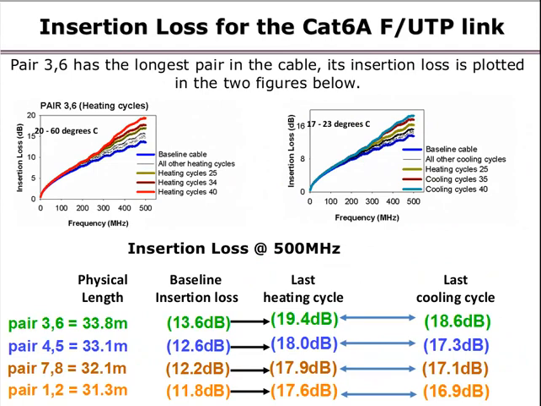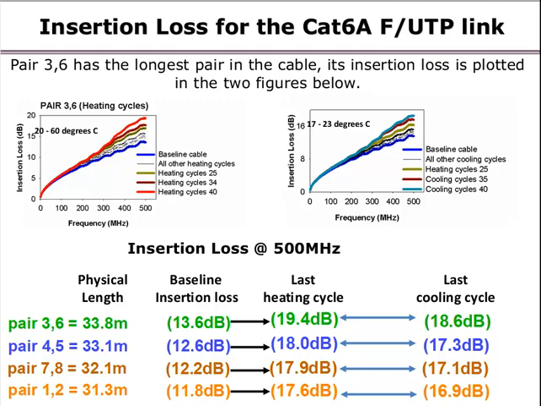The next slide shows the insertion loss performance of the Category 6A FUTP permanent link. The green pair 36 is the longest pair in the cable, so its insertion loss obtained during the heating and the cooling cycles is plotted in the two figures on this slide.